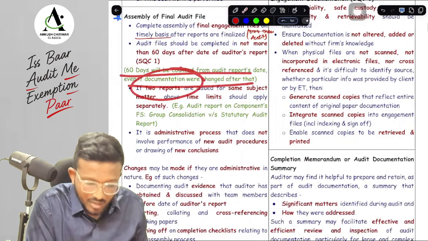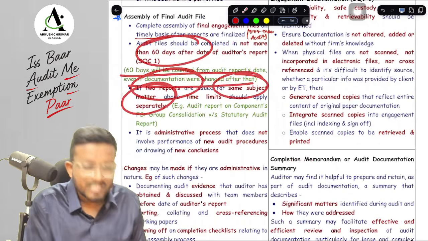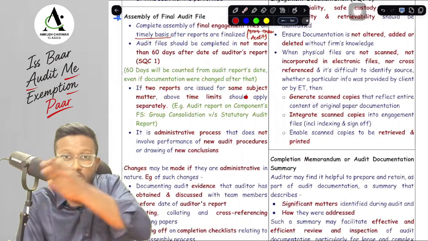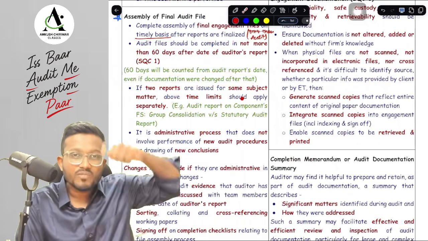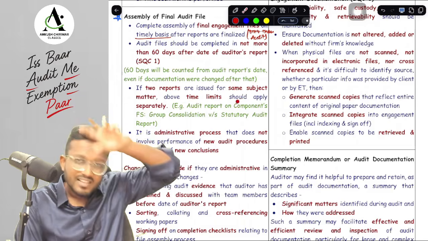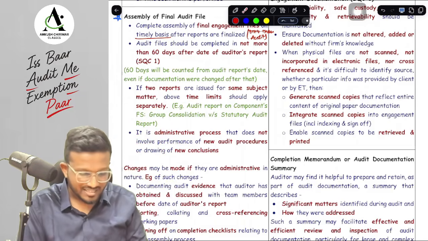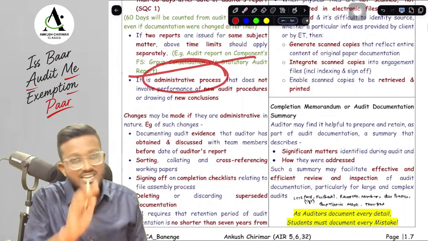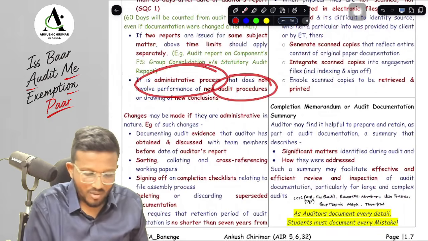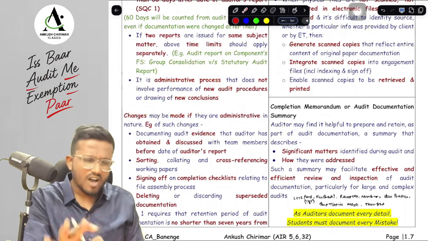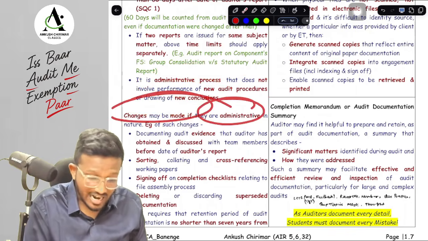Next is, sir, if there are 2 reports on the same subject matter, then this 60 days will be applicable separately for each individual report. Suppose we are preparing 2 reports, one for standalone financial statements and one for group, then on both the reports the time limits will apply separately. Okay, yes sir. This process is an administrative process, and we need not perform any new procedures or draw any new conclusions. However, if we want, we can make some changes if they are administrative in nature.